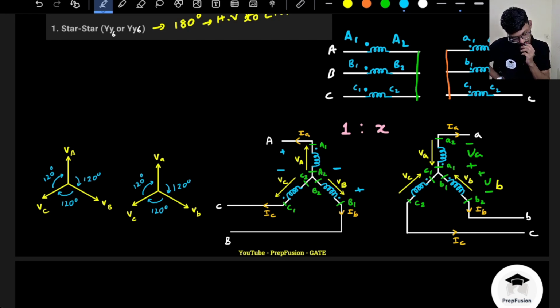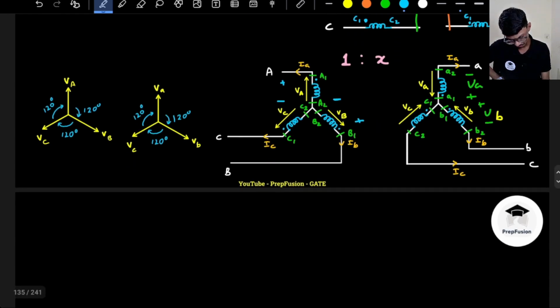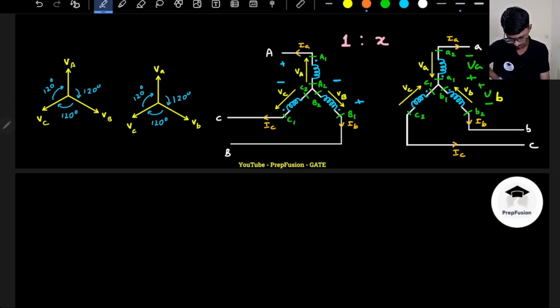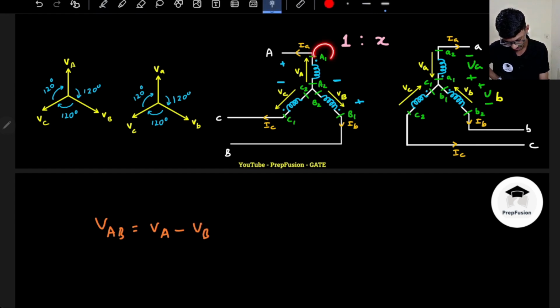So first thing is, let us discuss the magnitude, like what will be the line voltage magnitude. So again same thing, right? If I see here, VA and VA will be same, but what is the line voltage here? So the line voltage VAB in the high voltage side will be equal to VA minus VB, right? Simple, this is plus, so it will be plus VA minus VB.